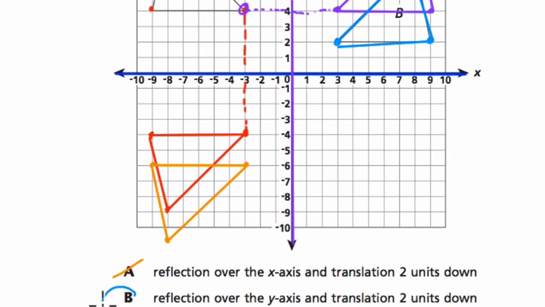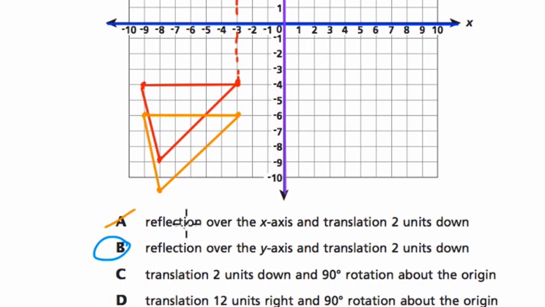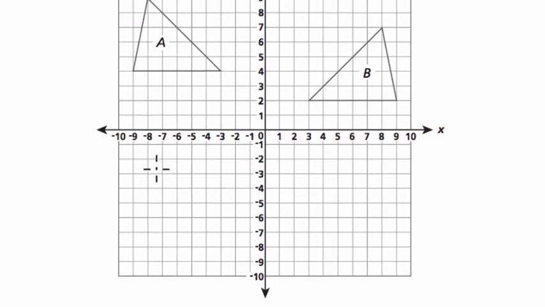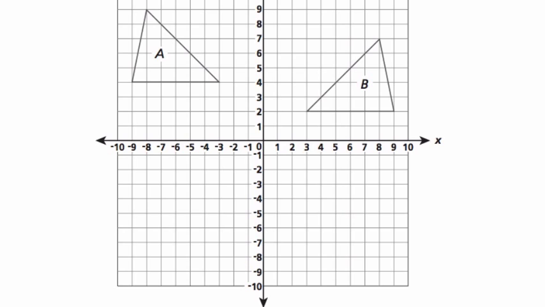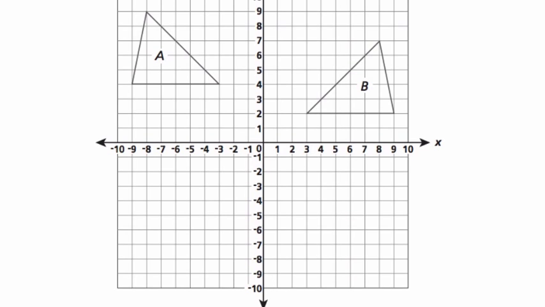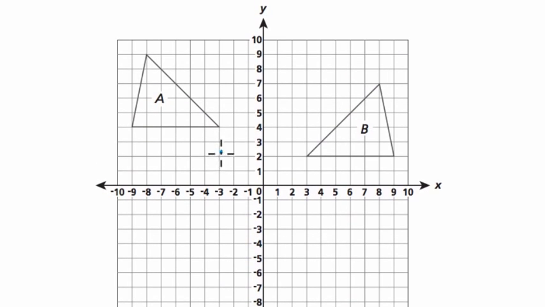But just for fun, let's look at C so we can make sense of what that might look like, right? So let me just clear some of this off. Okay, so we know the answer is B, but let's just look at what C would look like. A translation 2 units down. So first of all, I'll take every point and bring it 2 units down. That gives me this triangle right here, right? I'll connect those dots. Okay, that's our translation.